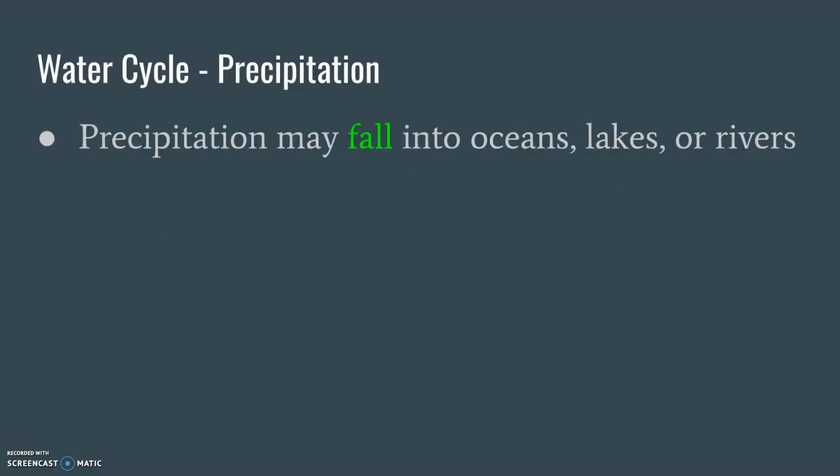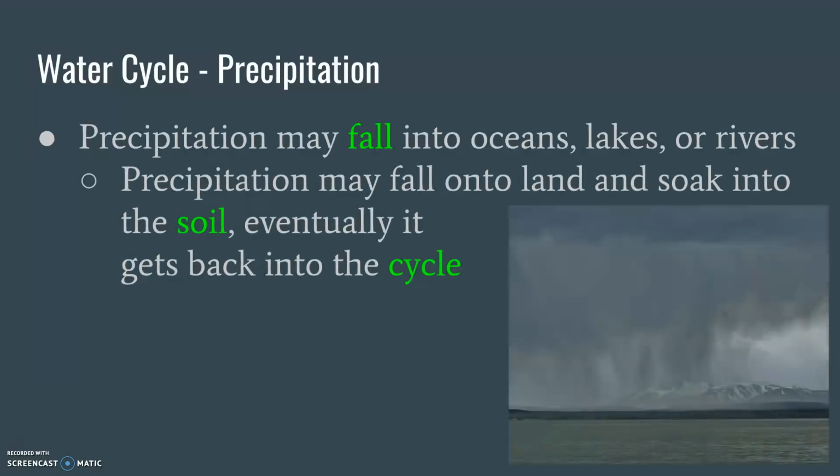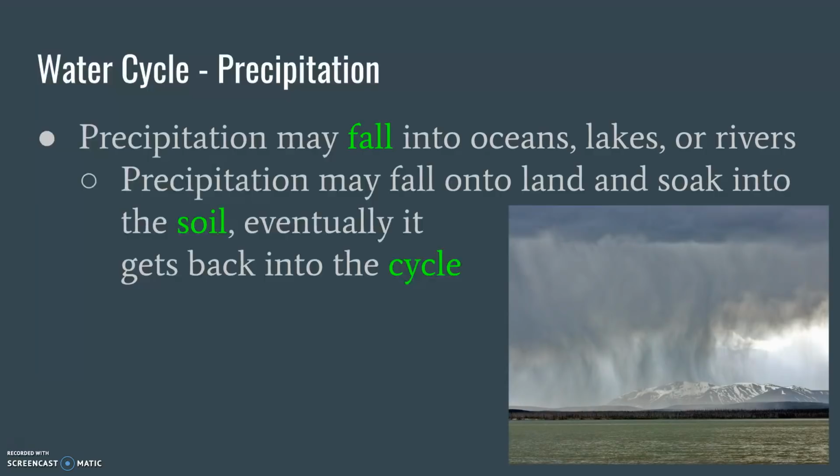Precipitation may fall into oceans, lakes, or rivers. It might fall onto the grass. It might fall onto your sidewalk, maybe into a bucket, your mouth, my dog's mouth. Who knows? Eventually, it will go back into the cycle, though. It will go into a lake, a river, a stream. It will evaporate. Then it will condensate. Then it will precipitate. That is how a cycle works.